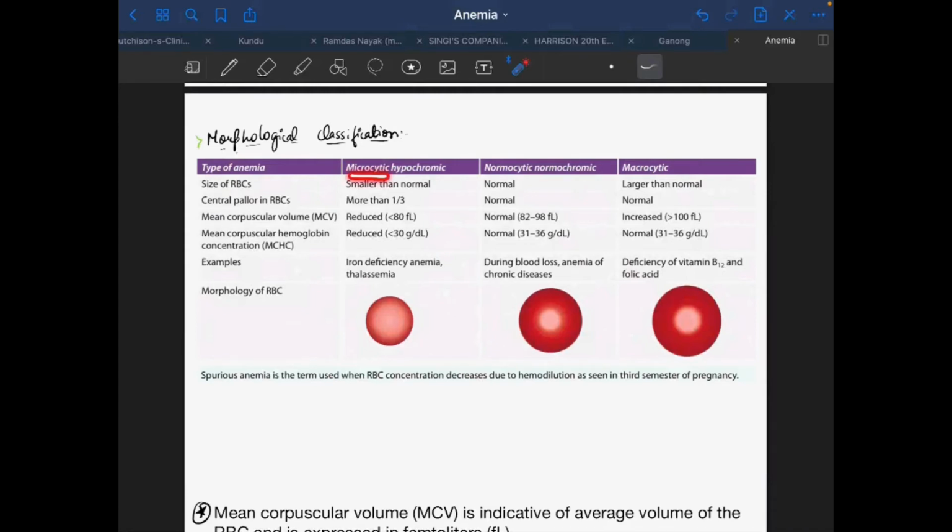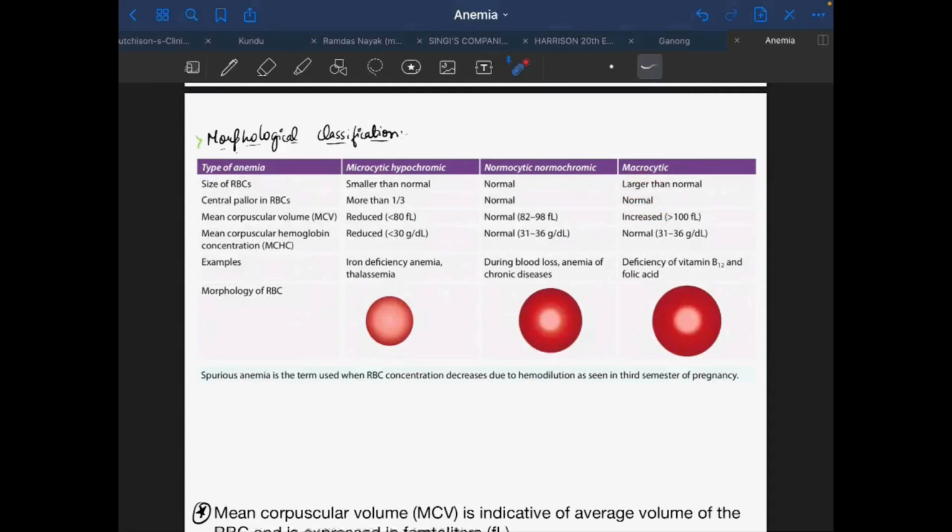In microcytic, the size of the RBC is less. In normocytic, the size is normal, whereas in macrocytic, the size is large. That is what the name indicates. Now, what is hypochromic? This is the central pallor of the RBCs. If the central pallor is more than 1/3, you can call it hypochromic. In normochromic, the pallor will be normal, whereas in macrocytic also the pallor is normal.